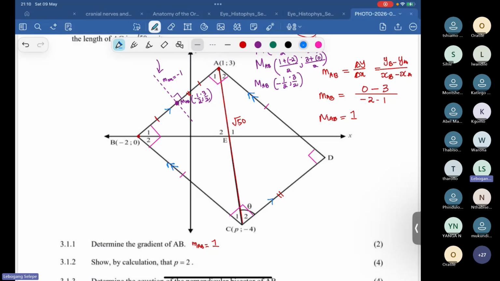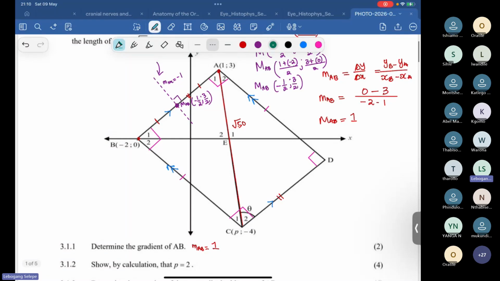Is there anything else? Diagonals are equal and bisect each other. Perfect. Diagonals bisect each other. So I'm going to add a diagonal here. Another diagonal. So this is the other diagonal.